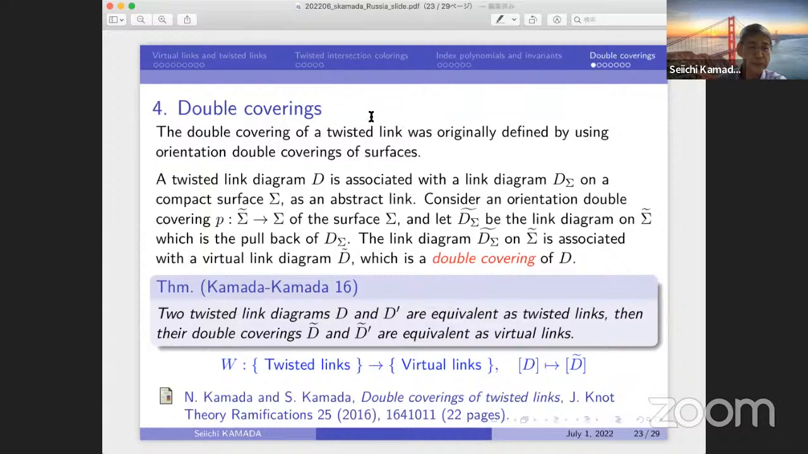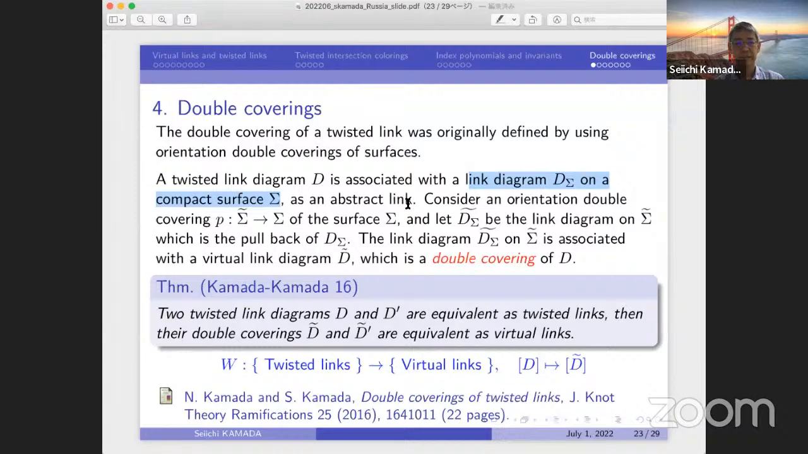Okay, this is the final section. As an application of our invariants, we give some results on double coverings. The double covering of a twisted ring was originally defined by using orientation double coverings of surfaces. Here is a sketch of the definition. Roughly speaking, first consider a twisted ring diagram D, and we associate it with a ring diagram on a compact surface, sigma, as an abstract ring.